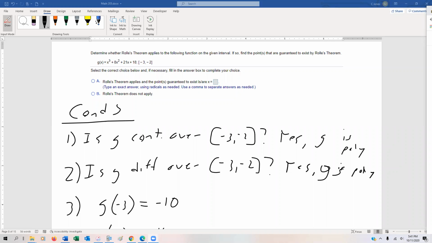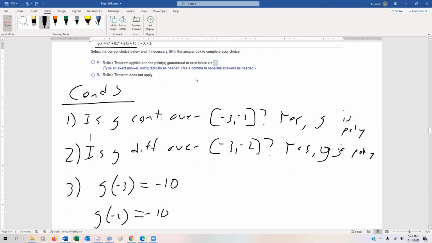Another example of Rolle's theorem. We have another polynomial function, and this time our function g of x is equal to x cubed plus 8x squared plus 21x plus 18. We're over the interval -3 to -2. And we want to first of all determine if Rolle's theorem applies. And then secondly, if it does apply, what are the values that satisfy Rolle's theorem?